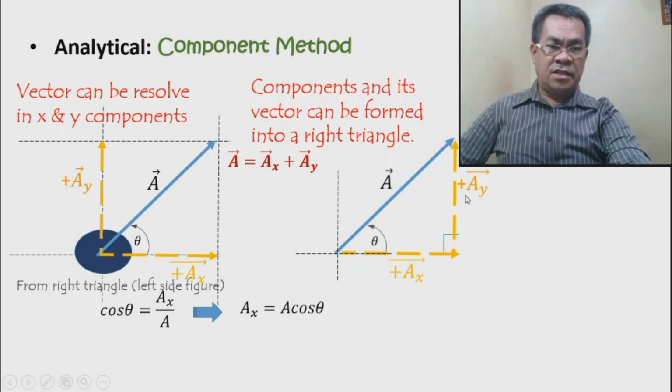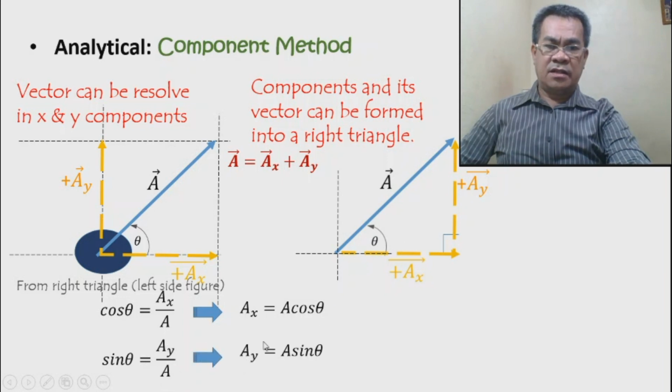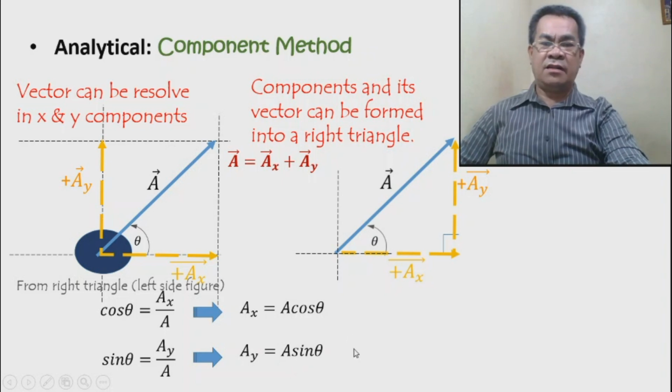Okay, then AY is opposite. So therefore, it should be sine theta equals AY over A. Then take the diagonal product. AY is equal to A sine theta. Okay? So therefore, this is the formula.